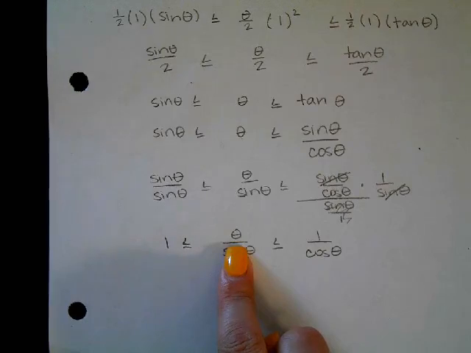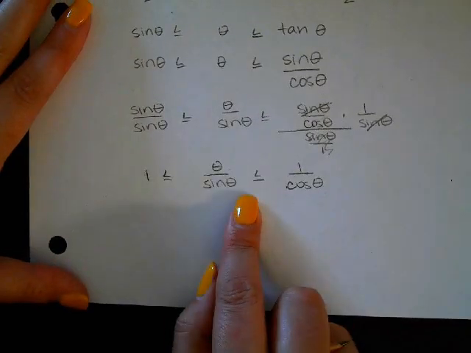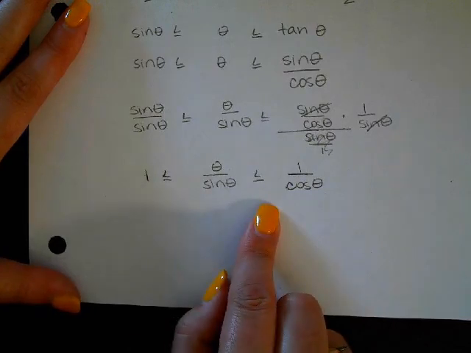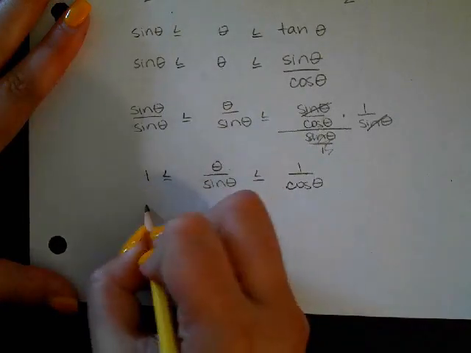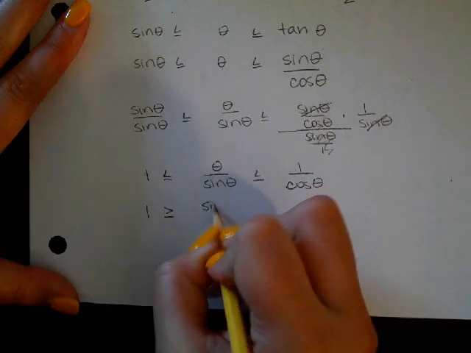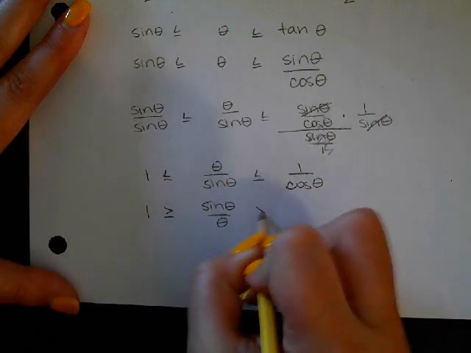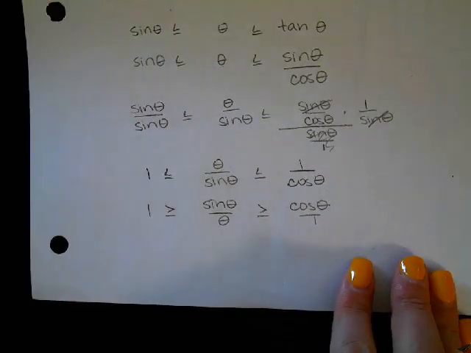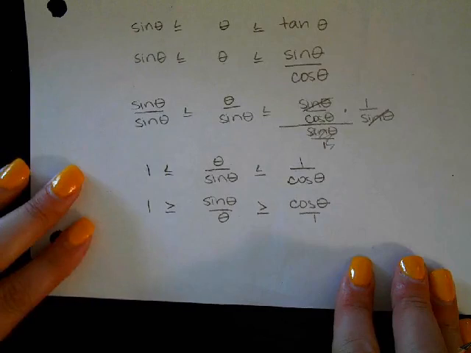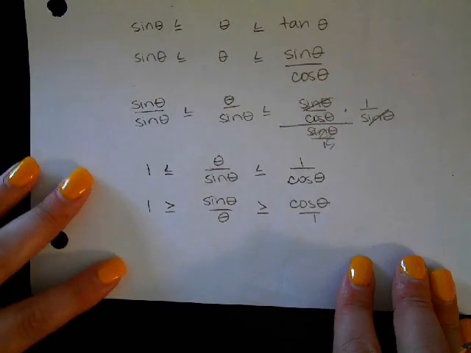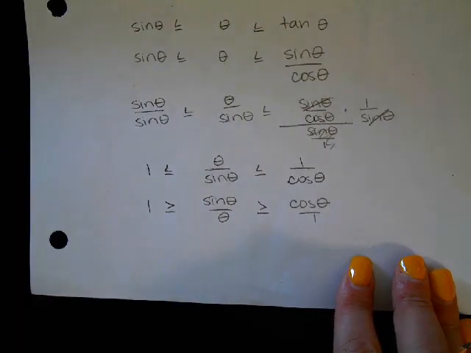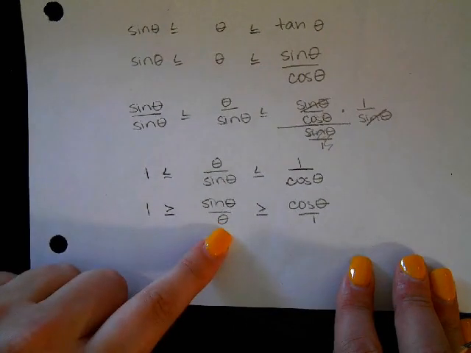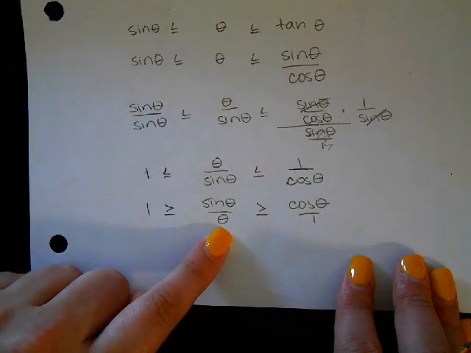Does that make sense? So we can take all of these and invert them, but we have to change our inequality symbols. We have to change the direction. So I'm going to say 1 is greater than or equal to sine theta over theta, greater than or equal to cos theta over 1. Miss Rice, this seems like a lot. Am I ever going to have to do this? No, I just want to show you where it came from. This was our goal, right? So we officially have the squeeze theorem. So now we can go ahead and do it.